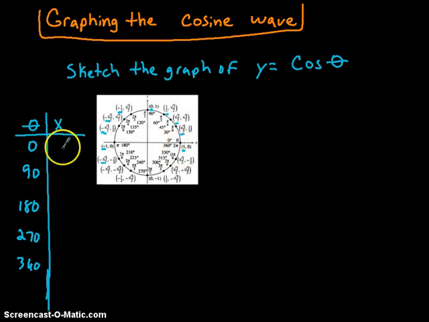So at 0, x would be 1. At 90, x would be 0. At 180, x would be -1. At 270, x would be 0. At 360, x would be 1 again.